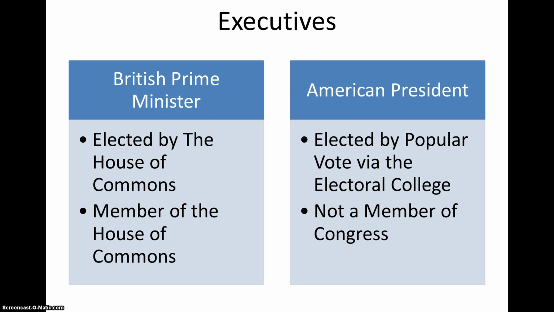Now, when we look at the executives, the British executive is the Prime Minister. And the Prime Minister is elected by the House of Commons, and the Prime Minister is also a member of the House of Commons. And so, in many ways, the Prime Minister is similar to the Speaker of the House in our House of Representatives. However, the Prime Minister is the executive. The Prime Minister generally appoints the cabinet, and the cabinet is what runs the government, just as in the United States. However, the American cabinet is appointed by the president, and the president is elected indirectly through popular vote.